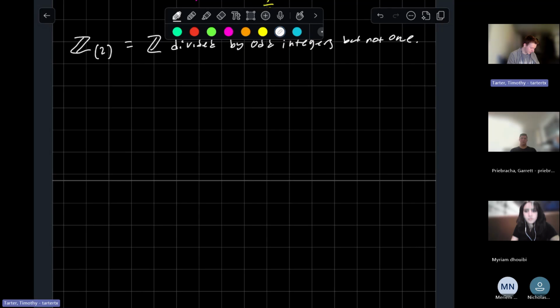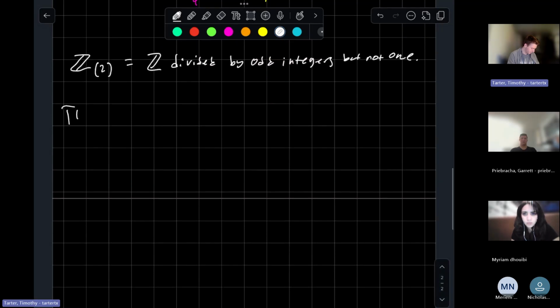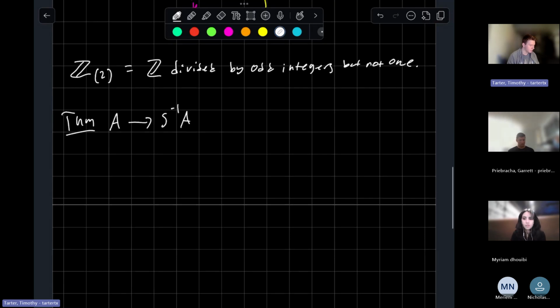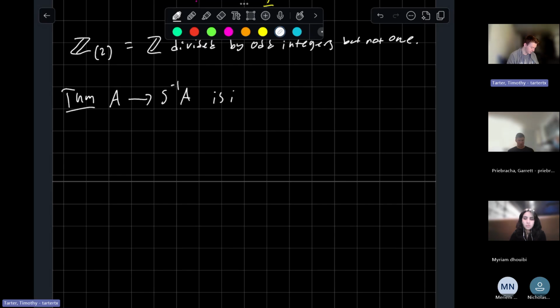So I'm going to present a theorem, and this is presented as an exercise in Vakil. And so I asked Garrett earlier to go through and prove this for homework. But basically, the theorem is that if A is a ring, the inclusion defined here, the canonical ring map, is injective if and only if S has no zero divisors.